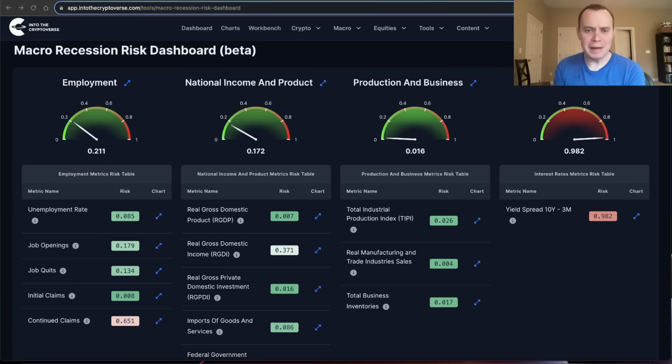Hey everyone, and thanks for jumping back into the Macroverse. Today, we're going to talk about the recession risk as we head into 2024.